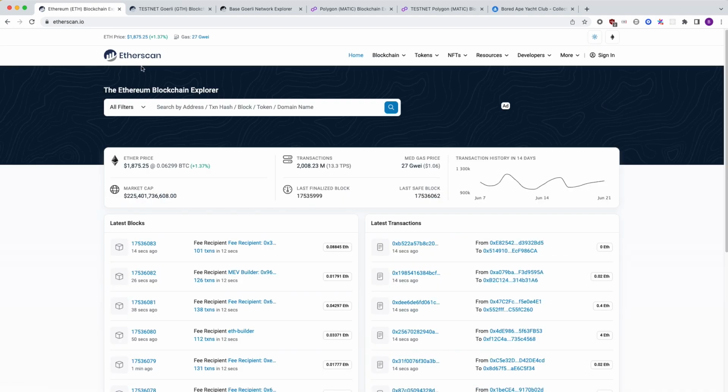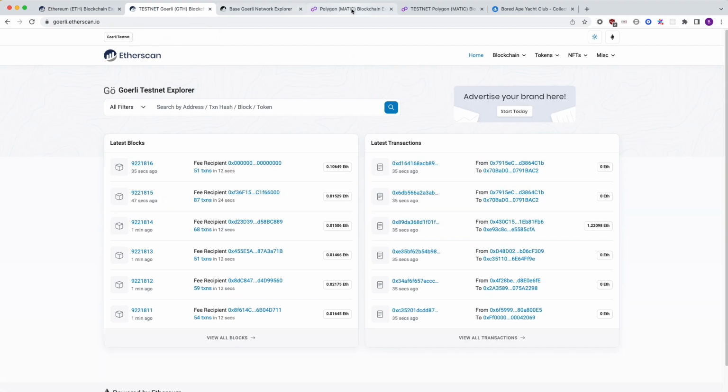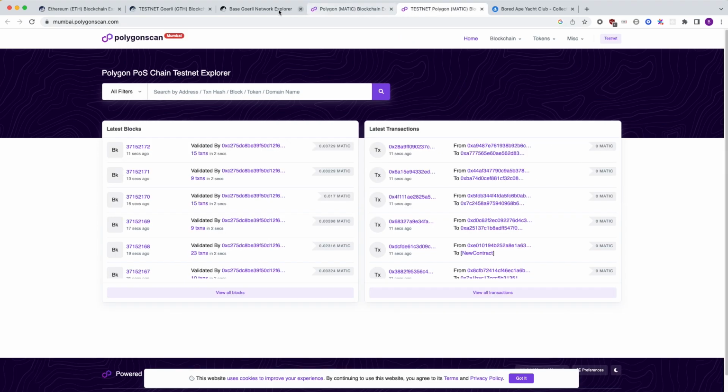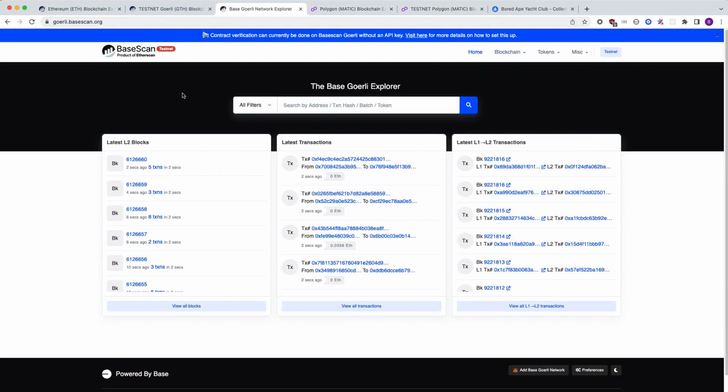There are many variations of Etherscan for different networks, such as the Goerli test network, for Polygon and its test network, and Coinbase's Base Goerli test network.